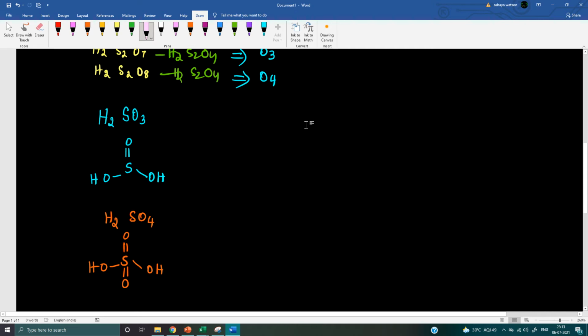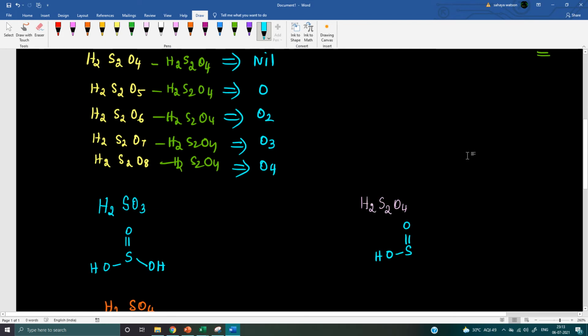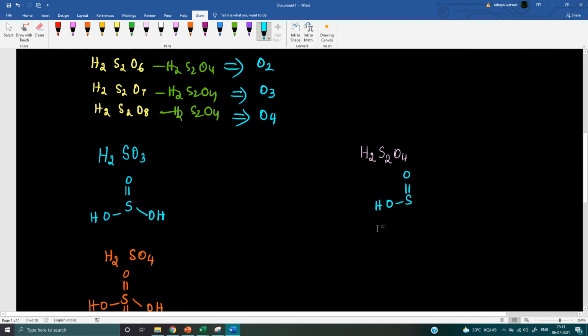The next molecule is H2S2O4. So how to draw the basic structure? We have to write 2 basic structures, because here we have subtracted with H2S2O4. Can you remember that? So I am taking 2 units. What is remaining? Nothing is remaining. So I make a bond between the 2 sulfur atoms.